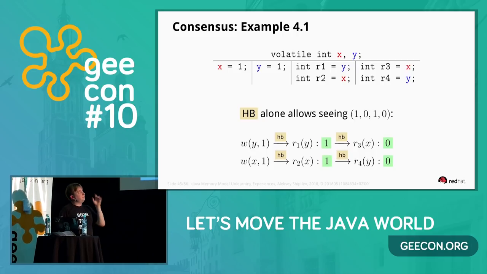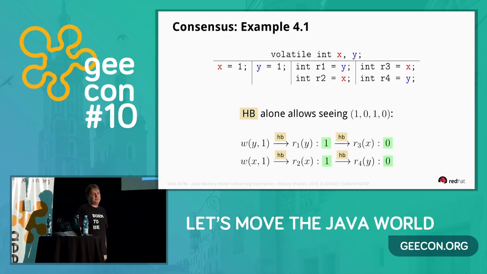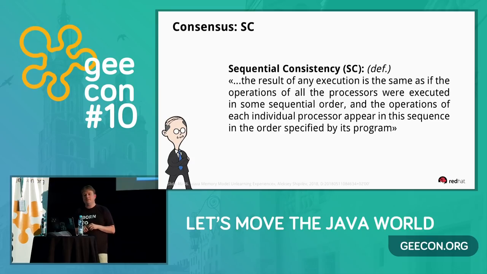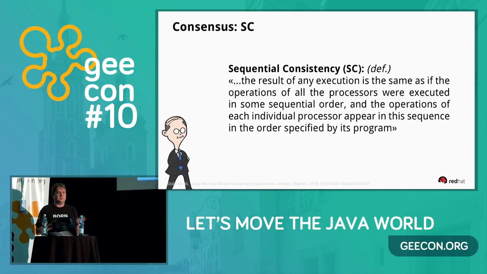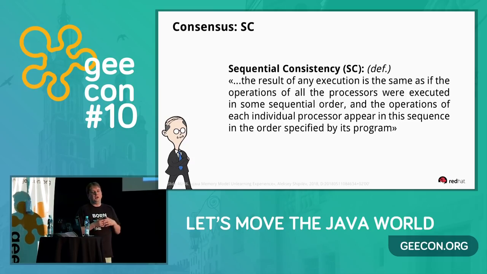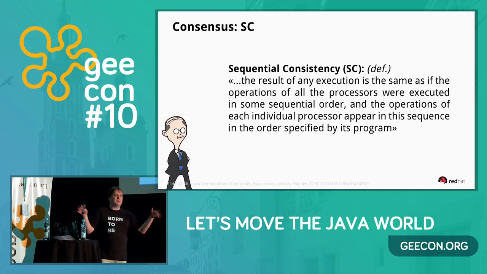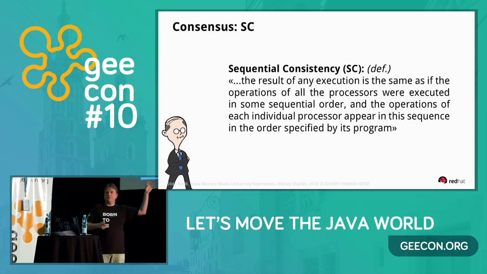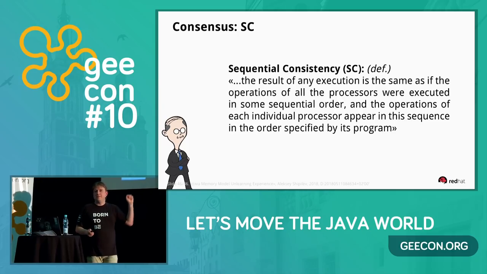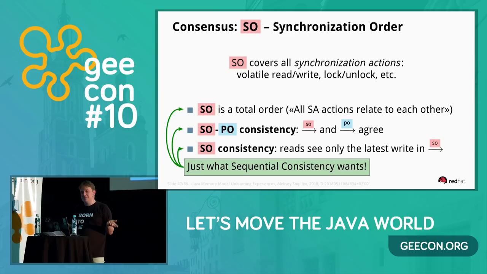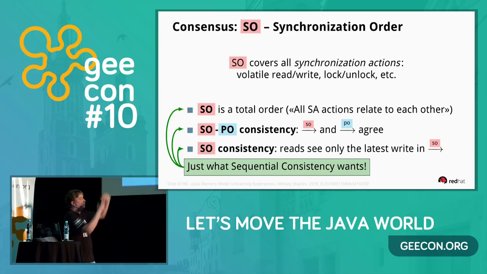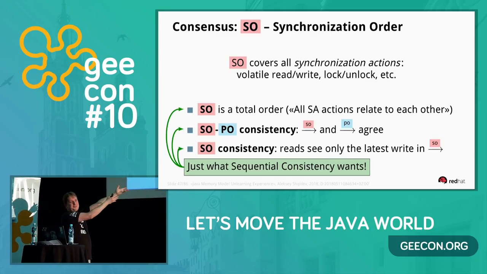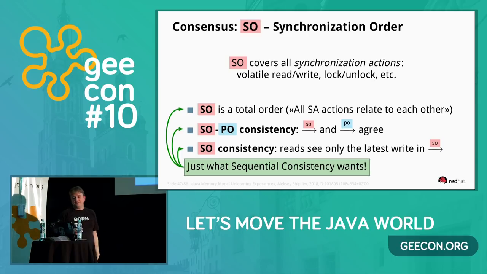If you look at the literature, what is the name of this property that you want? It turns out Lamport defined it for you. It's sequential consistency. It says this program is sequentially consistent if the result of any execution is as if all the processors executed this program in some sequential order, which is consistent with program order. Now, does it sound familiar to you? Anyone? In JMM, it's the synchronization order, basically. It's a total order. It's consistent with program order, and it gives you values in all the right things.